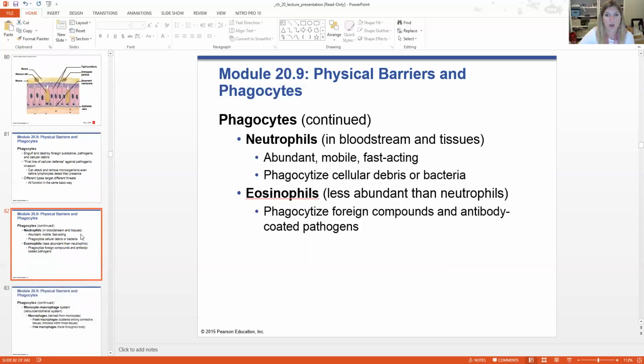The neutrophils, which are within the bloodstream and tissues, are very fast-acting, phagocytizing any debris and any bacteria. Eosinophils are much less abundant than neutrophils, but they phagocytize foreign compounds and any antibody-coated pathogens. Eosinophils are known for attacking any parasites in the body.